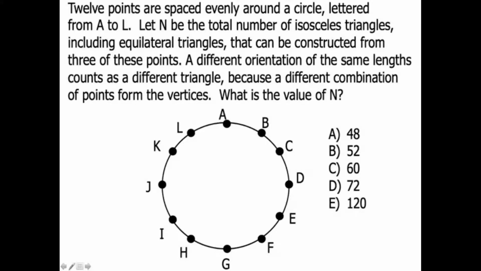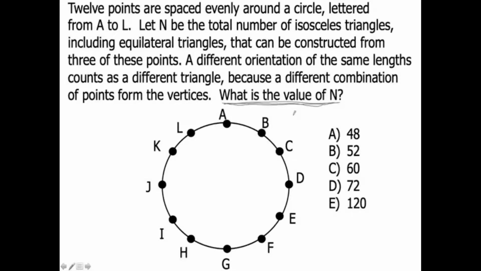All right, this is a pretty wordy problem, but let's boil it down to its basics. This is asking us, how many isosceles triangles can I draw with three of these 12 points? So I could sit here and count up every single possible isosceles triangle, but I don't have the time or the doodling ability to do that. So instead, since all of these points are evenly spaced, why don't I just take one case and extrapolate it to the others? Maybe let's start with A.